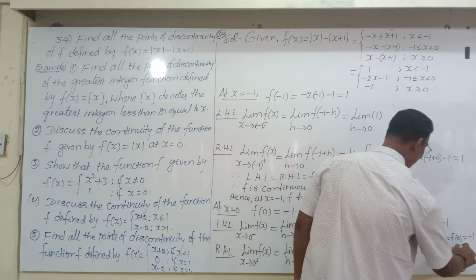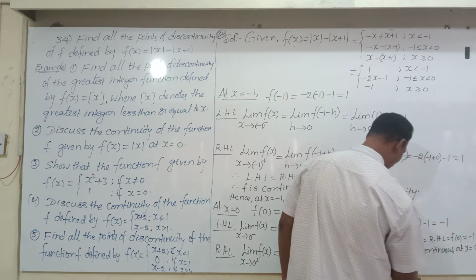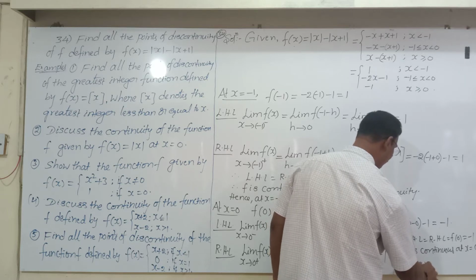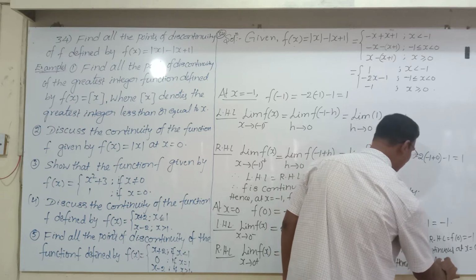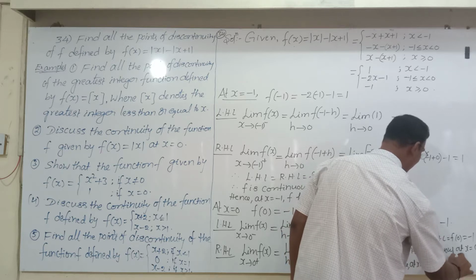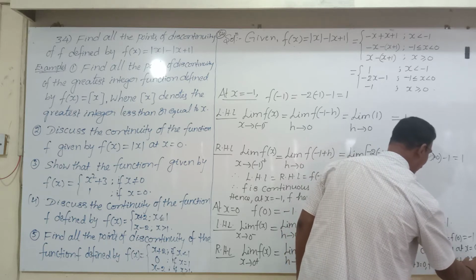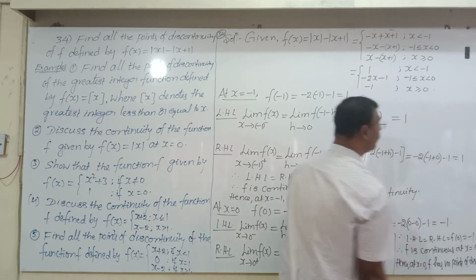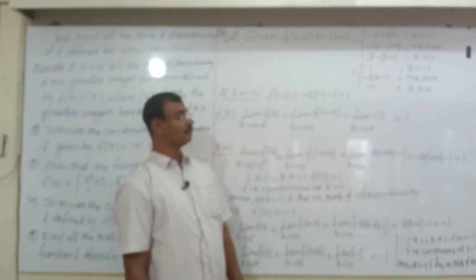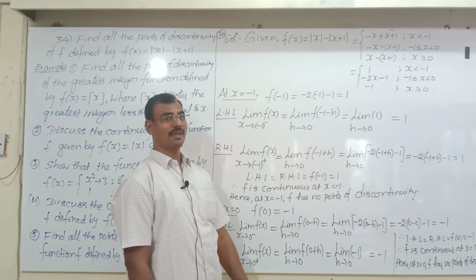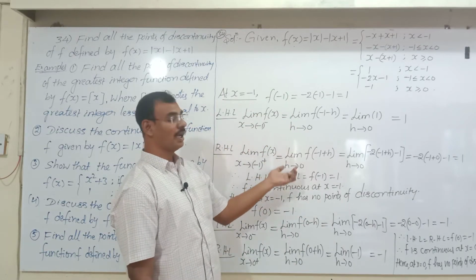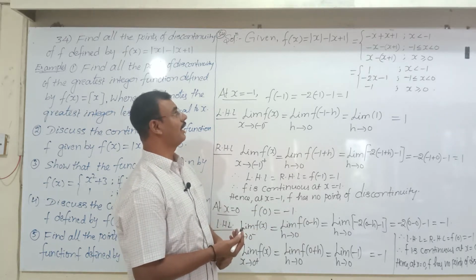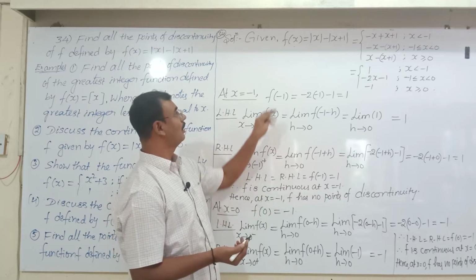F is continuous at x is equal to 0. Hence, at x is equal to 0, f has no points of discontinuity. So this is the answer of this question. How many points of discontinuity? We don't have any point of discontinuity at x is equal to -1, at x is equal to 0.